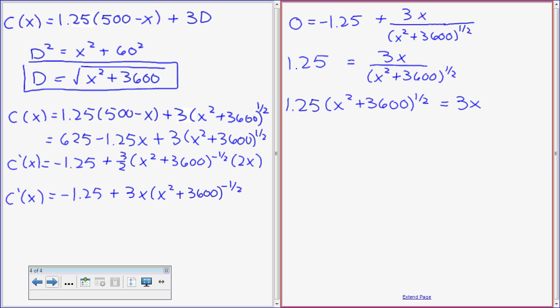I don't think I can solve this. Okay, I'm just joking, I can. Anyone have any idea of how I can do this? I have a square root there, and I don't like a square root. What can I do? Square everything. I'm going to write this in red.